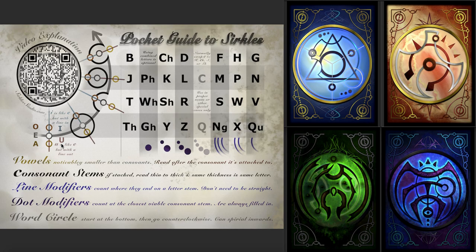A's are in the outside position, so they're outside the word circle. So here's the word circle. This is an A outside it. Here's another A outside the word circle.